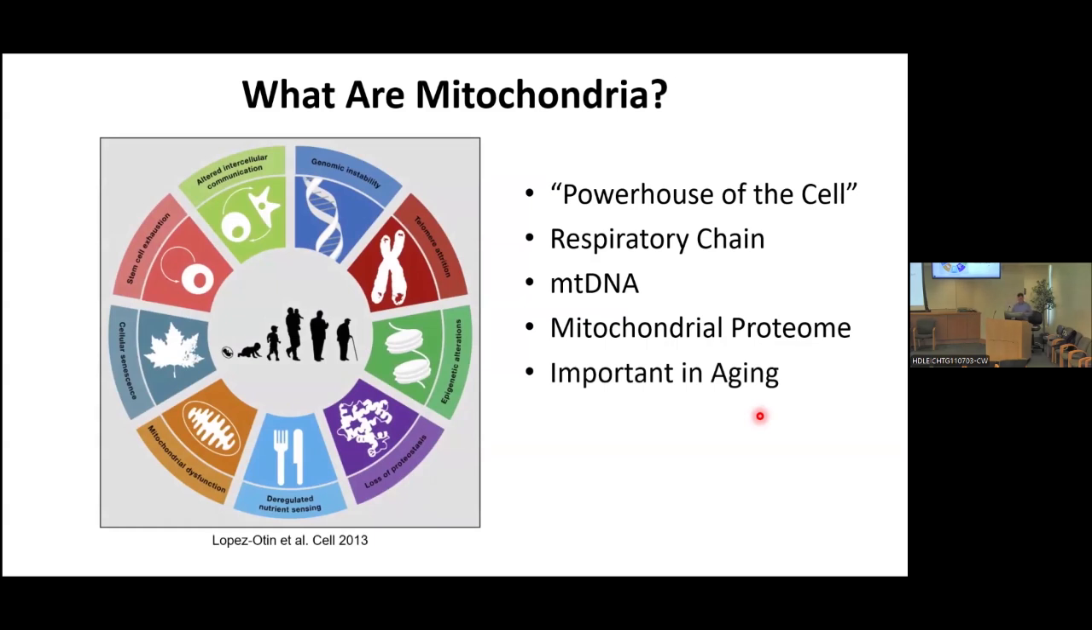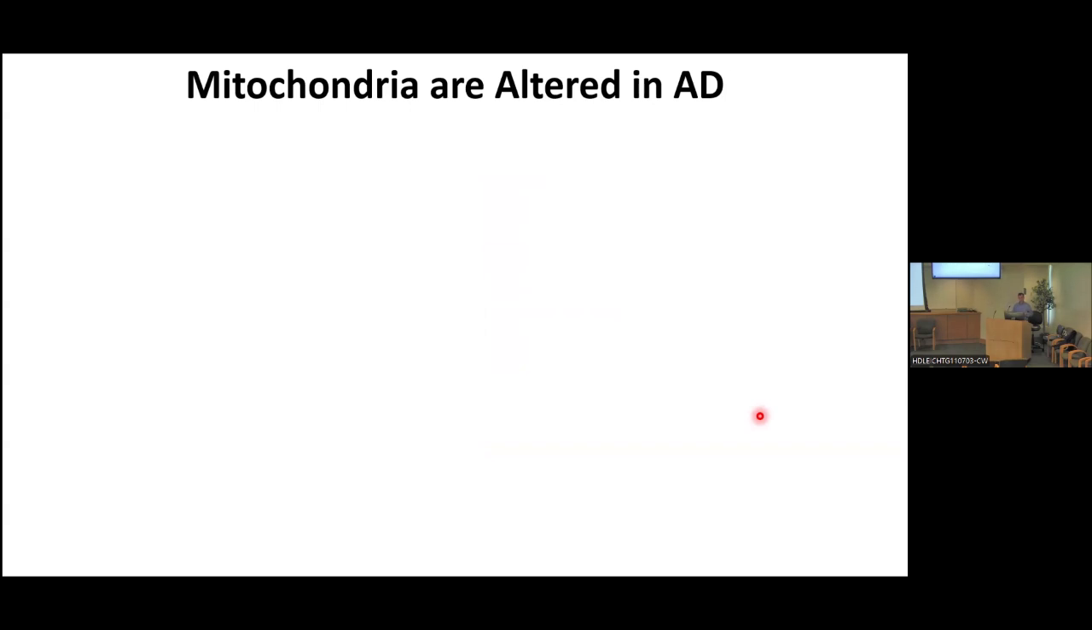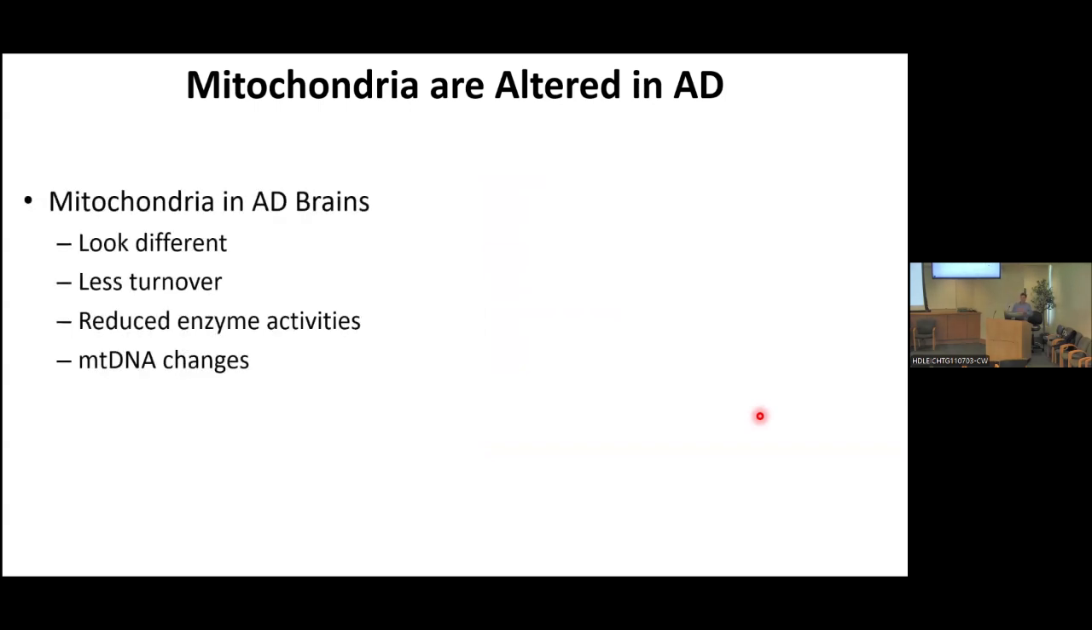And mitochondria are important in aging. They're one of the recognized hallmarks of aging. Mitochondria certainly are recognized as being altered in Alzheimer's disease. And if you look at the brains of Alzheimer's patients, the mitochondria simply look different. There's less mitochondrial turnover. There are reductions in various mitochondrial enzyme activities, and there are changes to the mitochondrial DNA as well.